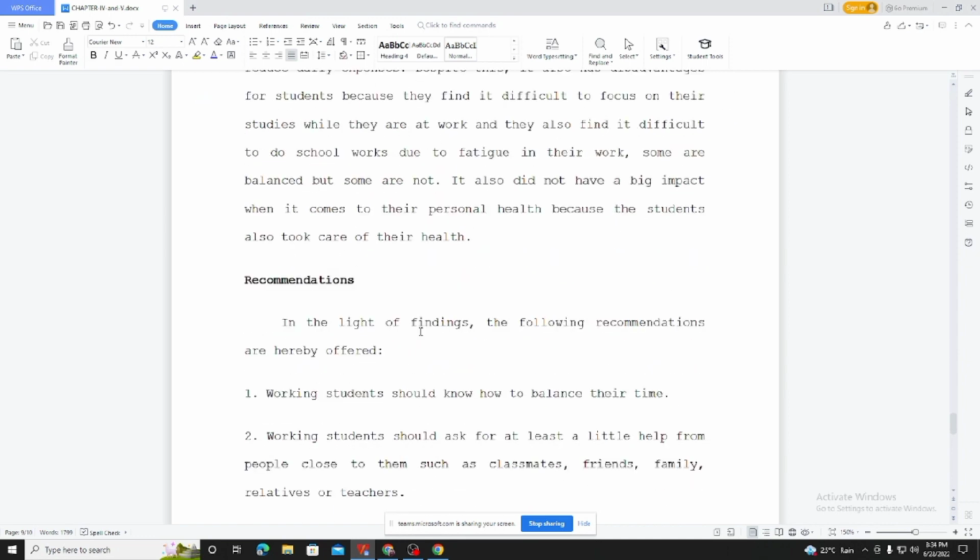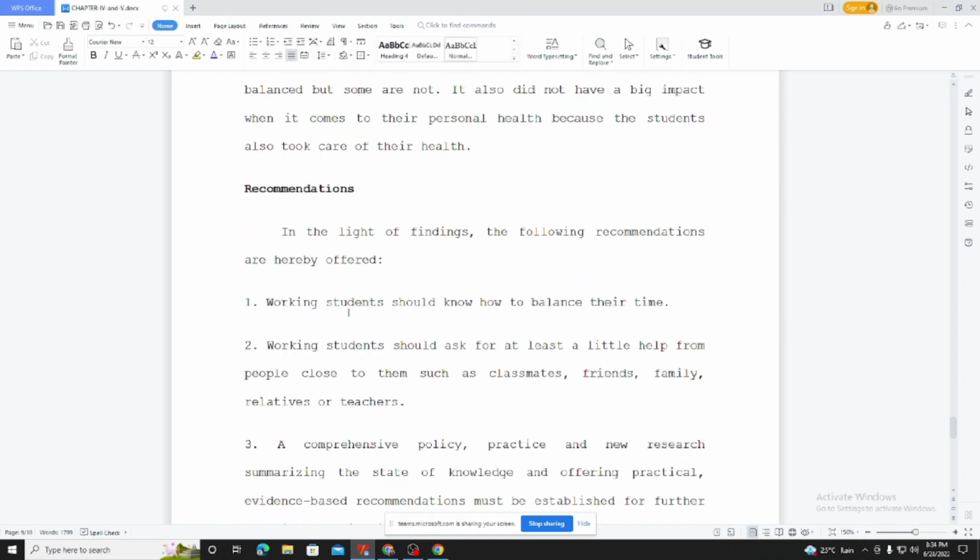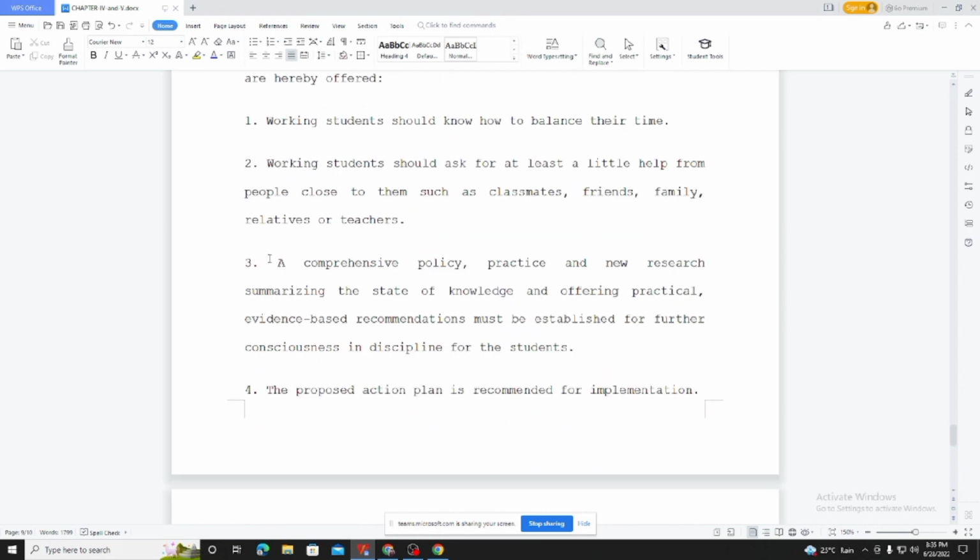Recommendations. In the light of findings, the following recommendations are hereby offered. 1. Working students should know how to balance their time. 2. Working students should ask for at least a little help from people close to them such as classmates, friends, family, relatives, or teachers.